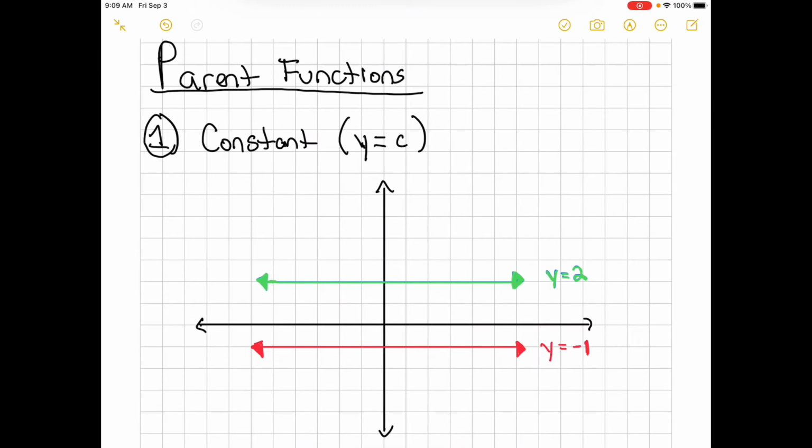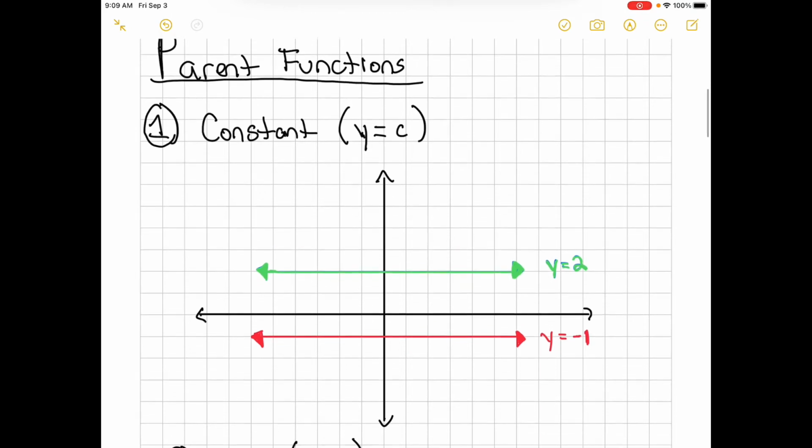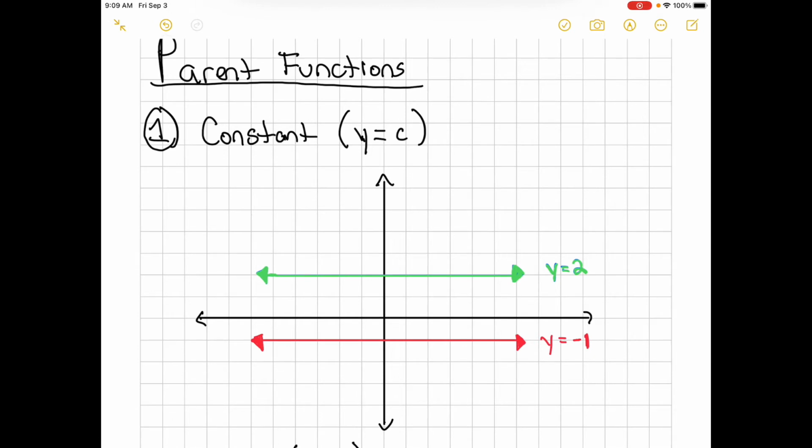Okay, today I just want you to take some good notes to put in your notebook. We're going to go over the 6 parent functions that you need to know. So copy each graph and each example that I put on here. The first one is just your constant functions. This is just where you have y equals some number. And it's always a horizontal line going through the y-axis. It has a slope of 0. So I gave you 2 examples here, y equals 2 and y equals -1. You'll copy both of those.